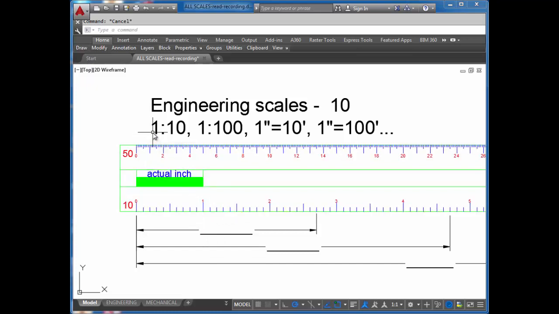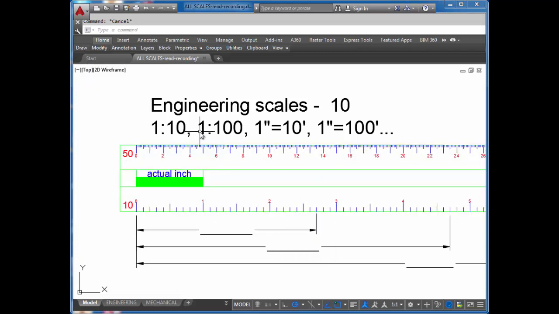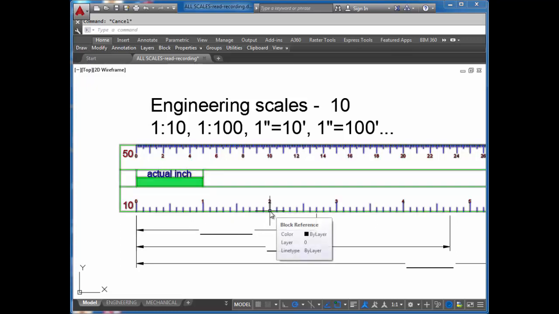Or it could be used as 1 to 10. So that means 1 inch is equal to 10 inches. We just simply add a 0 to the end of this number. So this would be 10 inches. This would be 11. This would be 20. Or it could be used as 1 inch equals 100 inches. So this would be now 100, 110, 120, so on, 200.